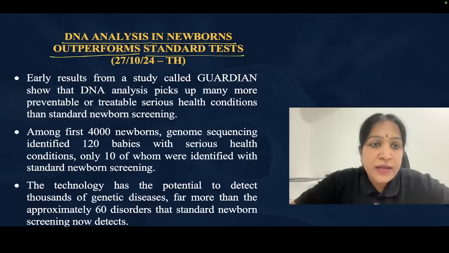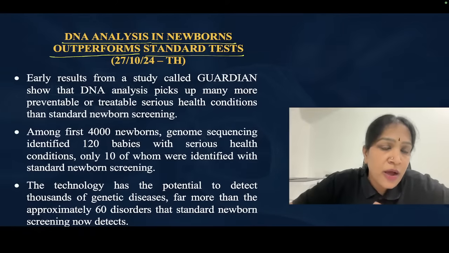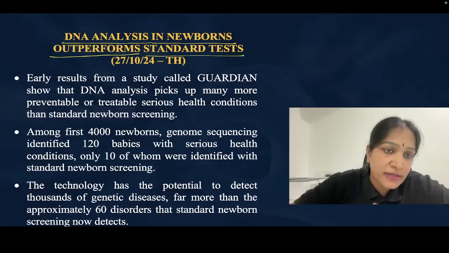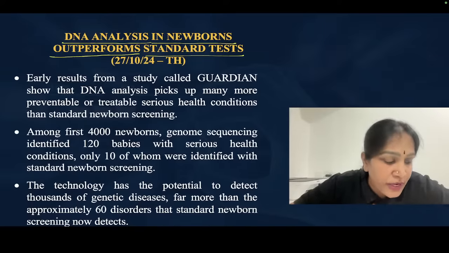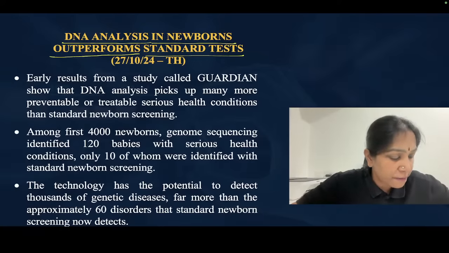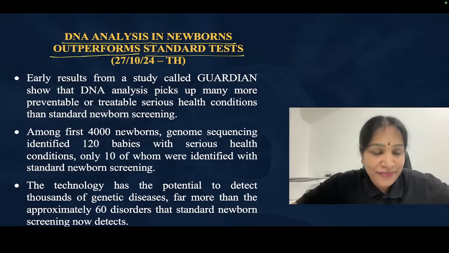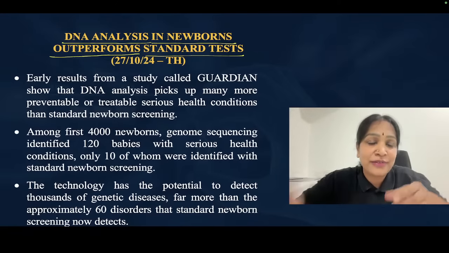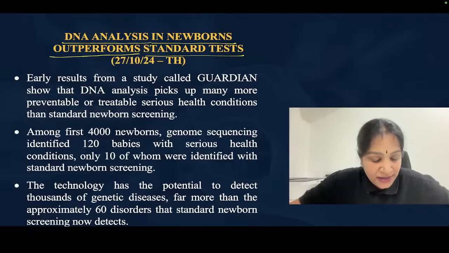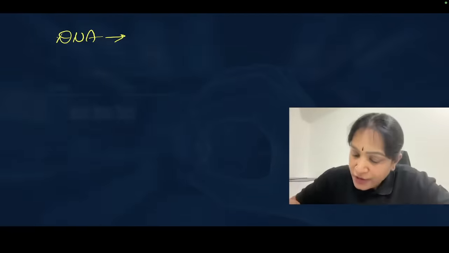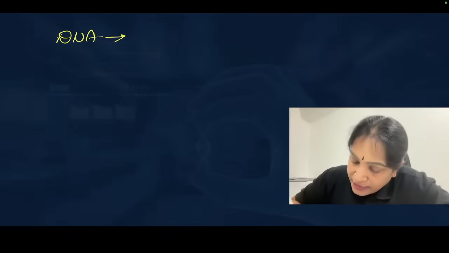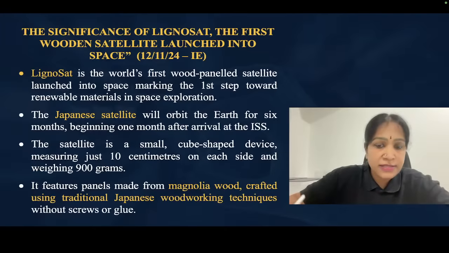Can we proceed? DNA analysis in the newborns outperforms the standard tests. This is a news article from the 27th October 2024 from The Hindu. Is it clear? Saurabh, if you make graphene like a wire, then only we call it a carbon nanotube, isn't it? The rolled up sheet of graphene is nothing but carbon nanotube, right? I hope it is clear, Saurabh. Right. What is DNA? DNA is deoxyribonucleic acid.